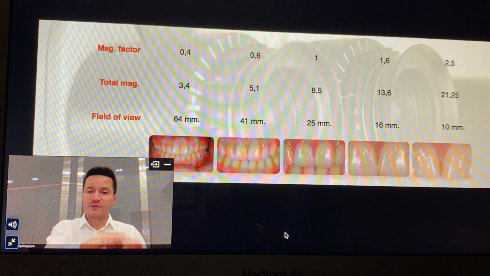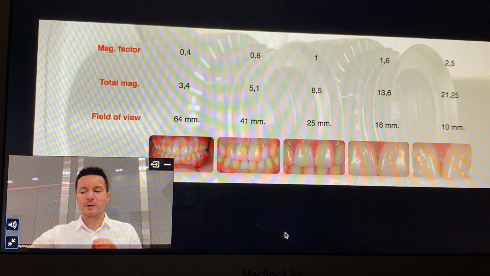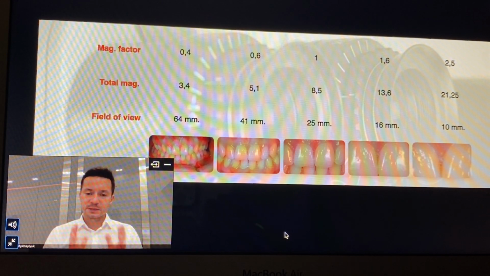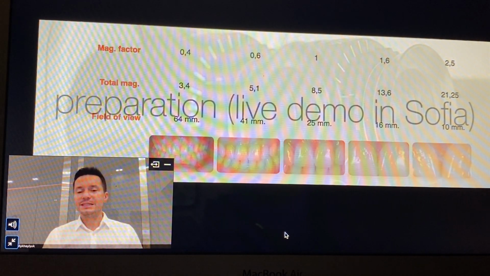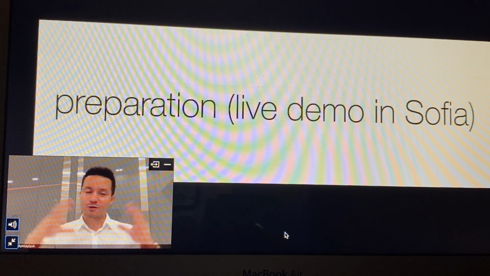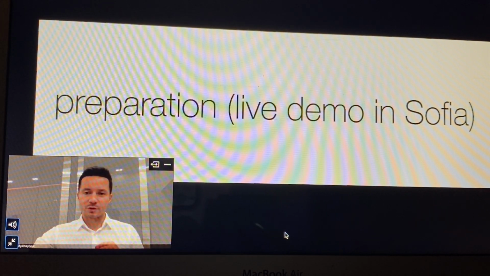I always start preparation with position number 1 magnification factor, which is about 8.5 times magnification. And I finish preparation, finishing the margins, with magnification of about 22 times. Then we went on with the preparation specifically, and it was interesting because this case was actually a live demo during the Congress in Sofia. There is a congress called Sofia Dental Meeting, and I was showing this live during it.